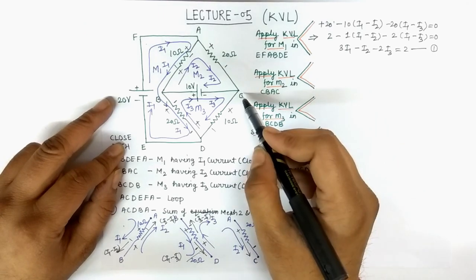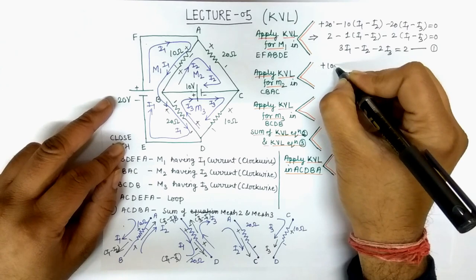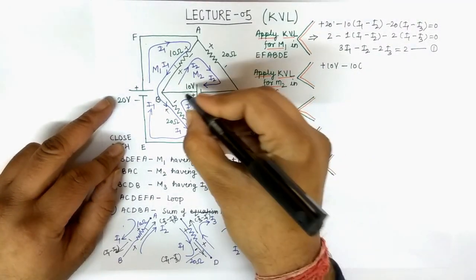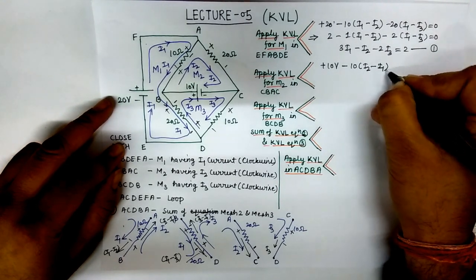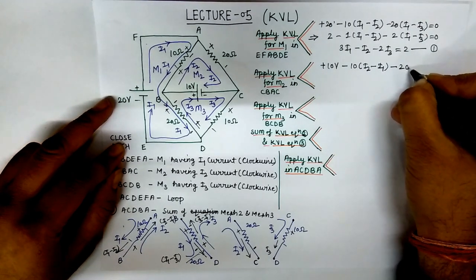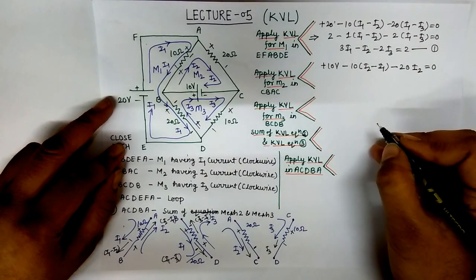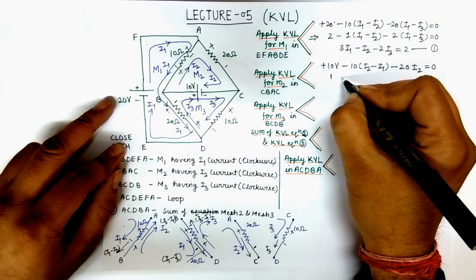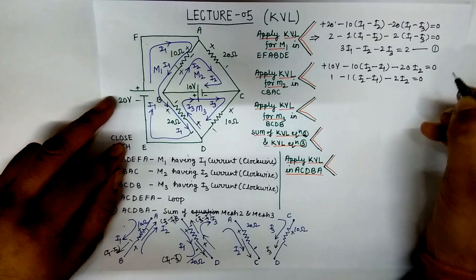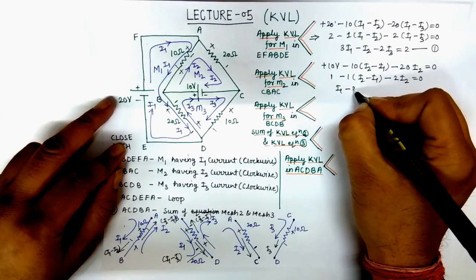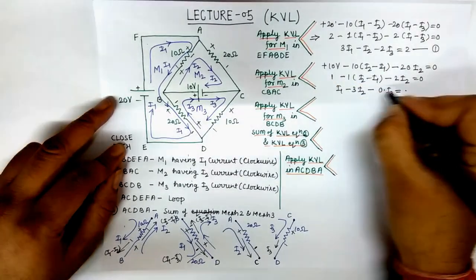Now apply KVL for M2. It starts from C, B, A, C. So it would be the last terminal of this battery, plus 10 volt minus 10(I2 minus I1) minus 20I2 is equal to 0. Dividing by 10, 1 minus 1(I2 minus I1) minus 2I2 is equal to 0. After solving, it would be I1 minus 3I2, and we introduce the I3 term with a 0 coefficient, 0 into I3, is equal to minus 1.